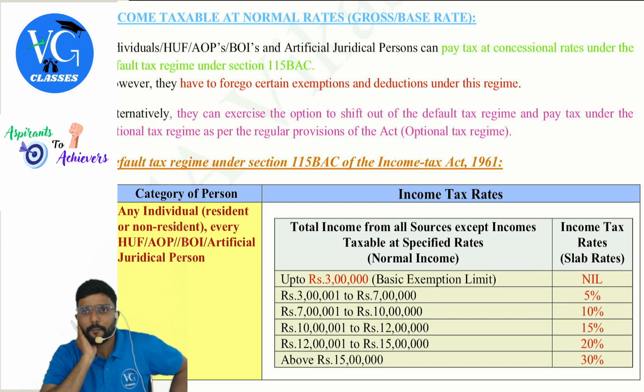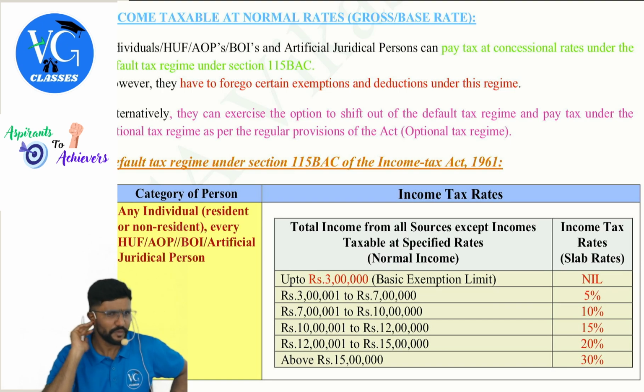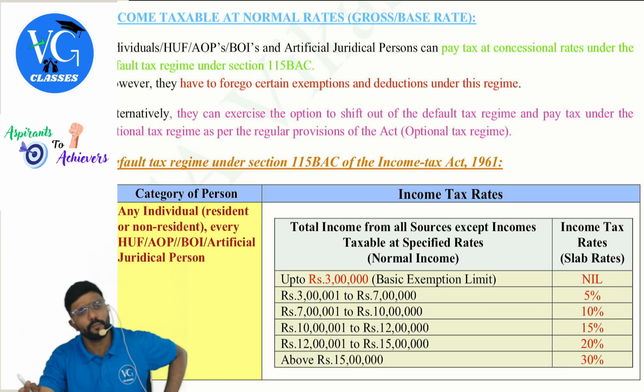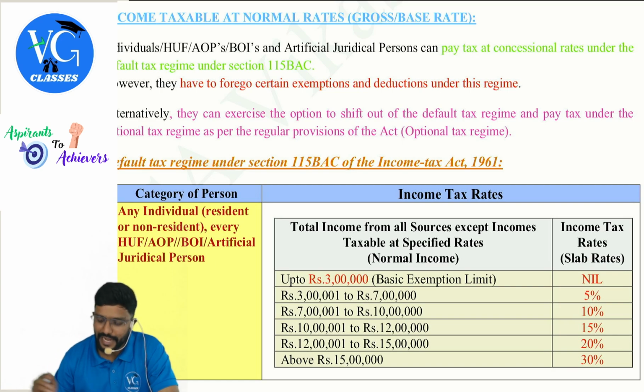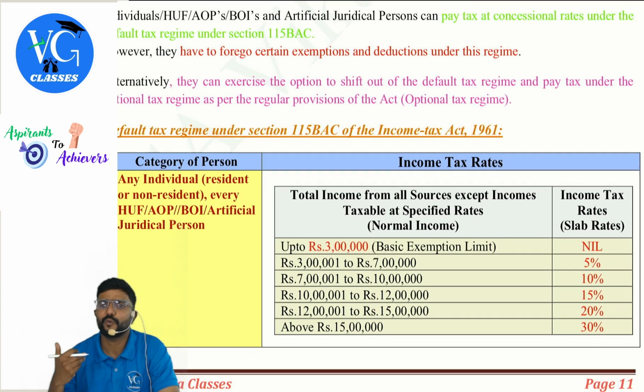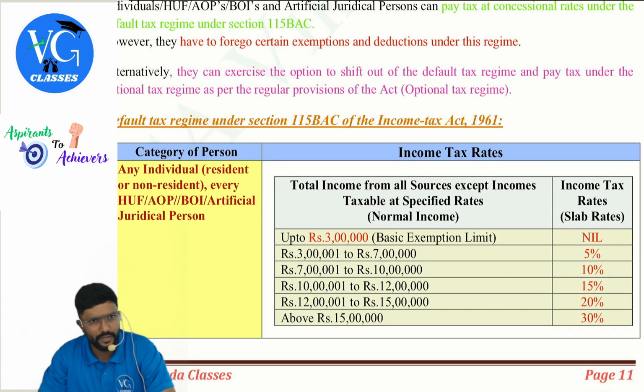Yes, sir. Under section 115BAC, tax rates are kept lower. Tax rates are less, but they have taken away deductions and exemptions. Most of them, I cannot tell all of them, but most of them, whichever give actual benefit to the assessee, they have taken off. Clear? So, if you want to follow the default regime, then the tax rates are kept lower when compared to the optional regime. But you have to forego various deductions and exemptions. There is a list of exemptions and deductions which you have to forego.